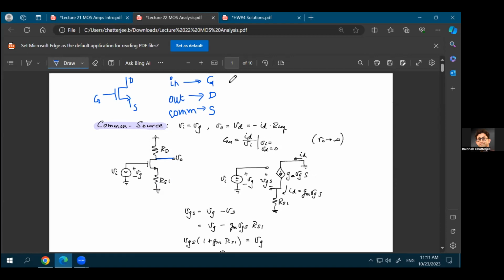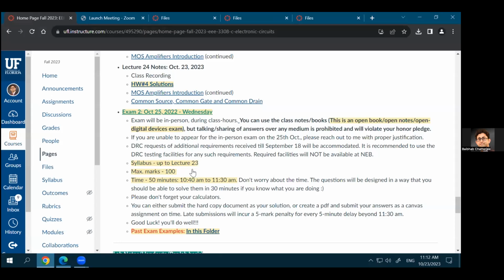What you can also do is apply your input at the gate and look at your output at the source terminal. In that case, your common or reference terminal will be the drain terminal. So input at gate, output at source, and the reference terminal will be the drain. That is called the common drain configuration. We'll also look at the common drain configuration in today's lecture, because in your homework 5, you'll see that there is a two-stage amplifier. Maybe I can just open it.